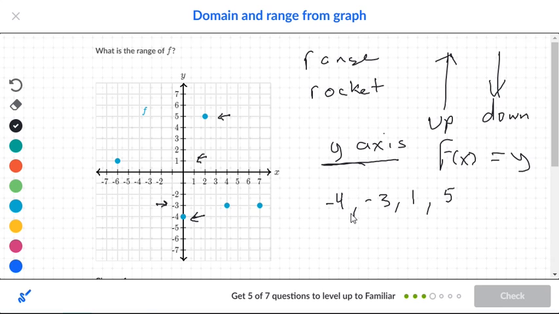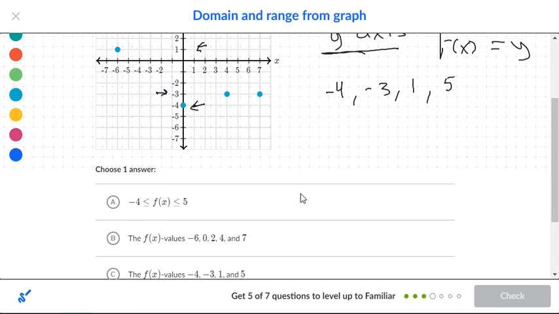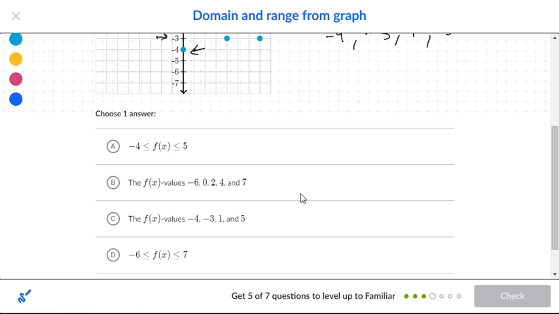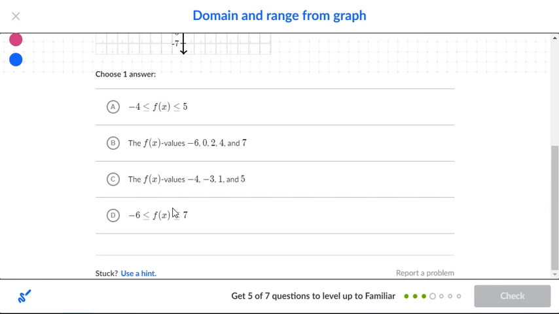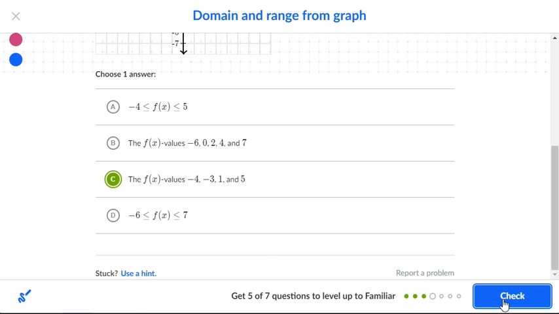So at level 1 we have a point at negative 4. Level 3 we have another point. Actually 2 points there. At level 1 we have a point, and level 5 we have a point. So we want to look at negative 4, negative 3, 1, and 5. And notice they're using f of x, and remember f of x is another way of saying y. So our best choice would be C.